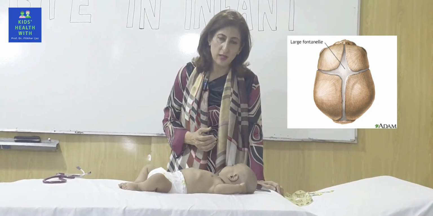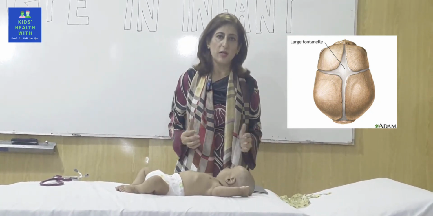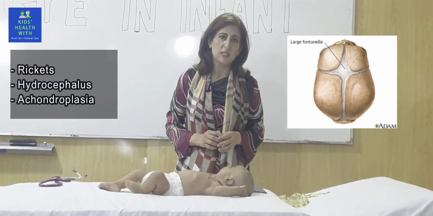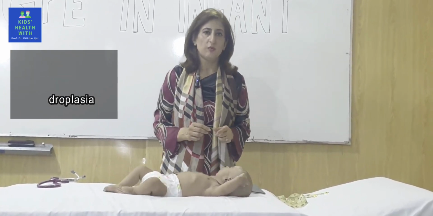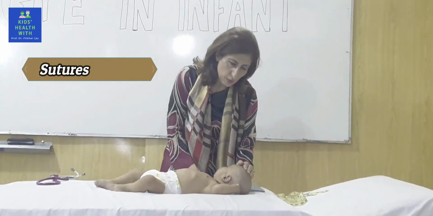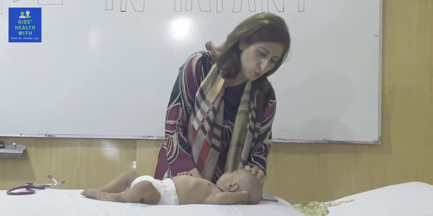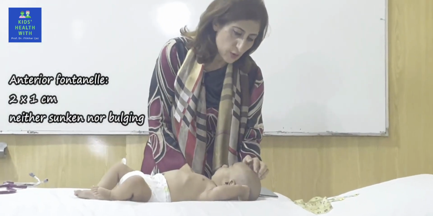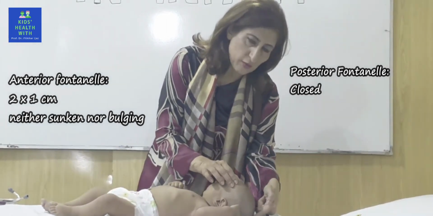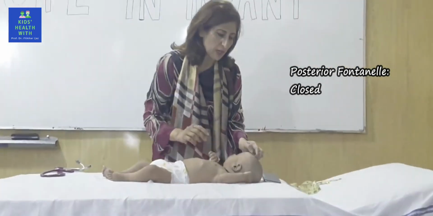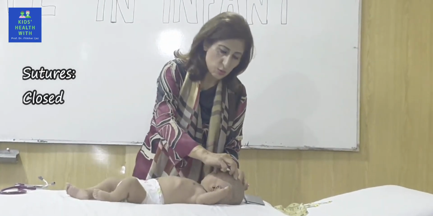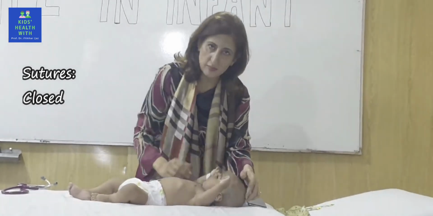When there is a large anterior fontanelle and it is not closing appropriately with age, then the possibilities may be rickets, there can be hydrocephalus, achondroplasia and certain other conditions. The next step would be to look for sutures, whether there are any diastasis of the sutures or are they closing normally. This baby's anterior fontanelle is around 2 into 1 centimeter wide. It is normal, it is not sunken, neither is it bulging. If we go back to posterior, there is no opening of the posterior fontanelle which is already closed. Similarly, now I will sweep my fingers laterally to look for any diastasis of the sutures, which is none. These sutures are closed, but there is no overriding of the sutures, as you can see.